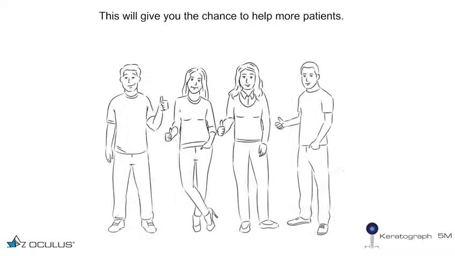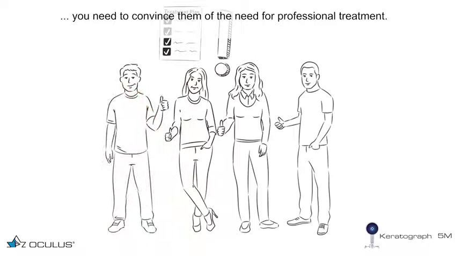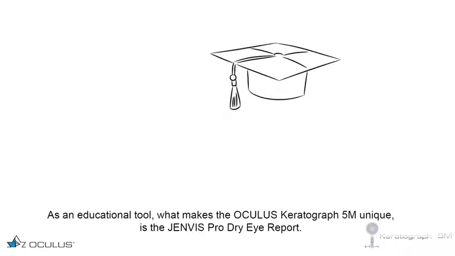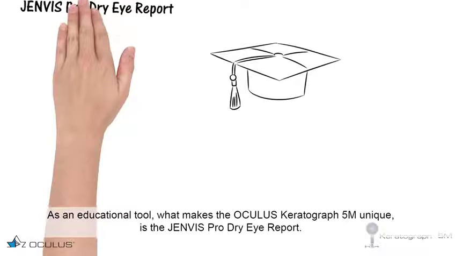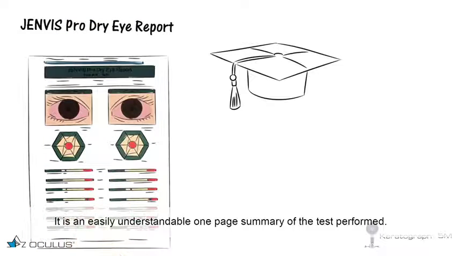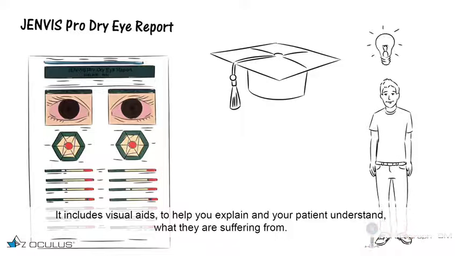This will give you the chance to help more patients, but to help them, you need to convince them of the need for professional treatment. As an education tool, what makes the OCULUS KM5 5M unique is the GenVis Pro Dry Eye Report. It is an easily understandable one-page summary of the tests performed. It includes visual aids to help you explain and your patient understand what they are suffering from.